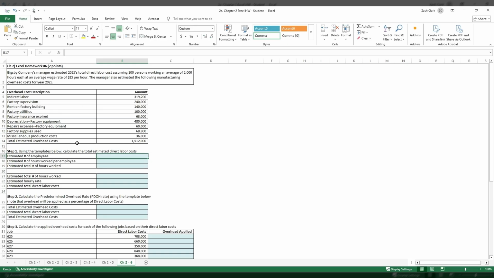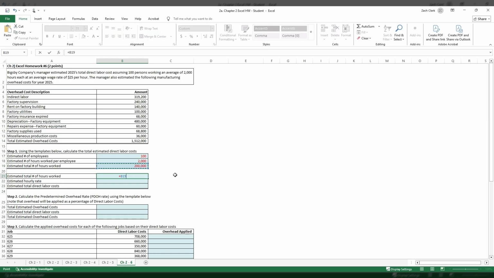Now, using the templates below, we want to calculate the total estimated direct labor costs. So this is the total estimated overhead, but then it gives us some of the information above to calculate total estimated direct labor costs. The number of employees is estimated to be 100. We estimate they're going to work 2,000 hours per year. And then the estimated number of hours worked is just multiplying those together. So we think there's going to be a total of 200,000 hours that we're going to need to pay our employees next year.